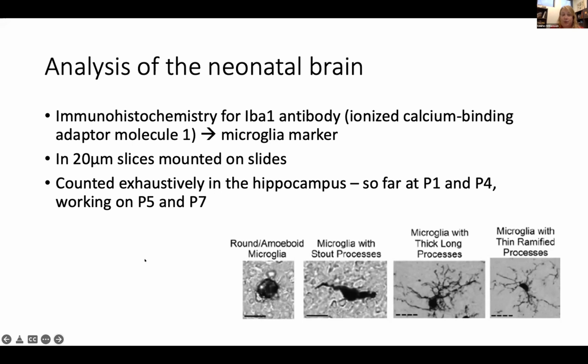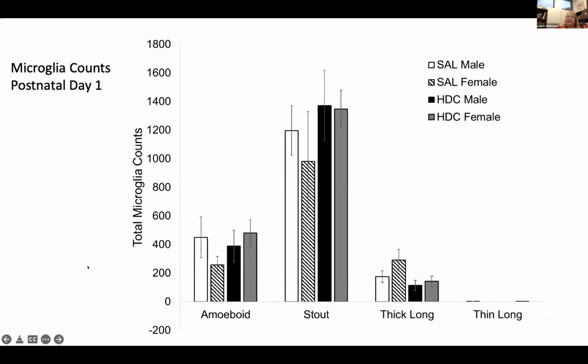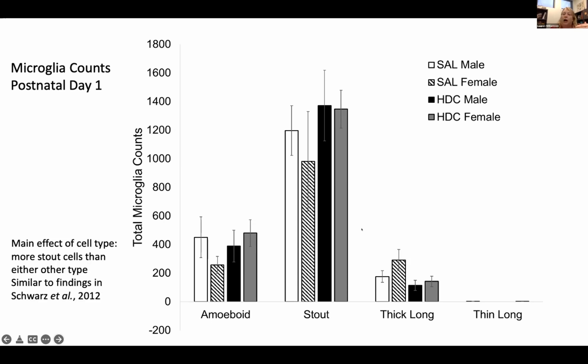So, hot off the presses this week, same as Melissa, exciting things happened. My students finished counting all of the postnatal day 1 brains. So we sliced brains for postnatal day 1, stained them, and they counted many brains and found this pattern of expression, which is similar to previously published work in Sprague-Dawley rats from 2012, that there are more stout cells than any other type, and there are almost no thin long cells. Some, but almost none.